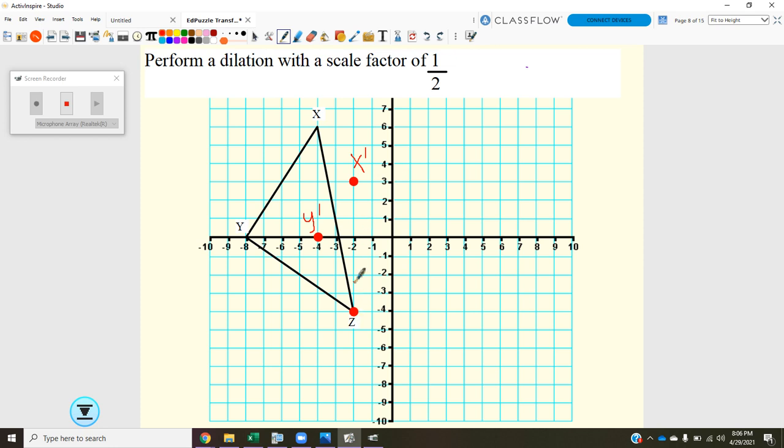Z is at -2. Half of -2 would be -1. The y coordinate is -4. Half of -4 is -2. So -1, -2 is my new set of coordinates. I want to label that as Z prime.